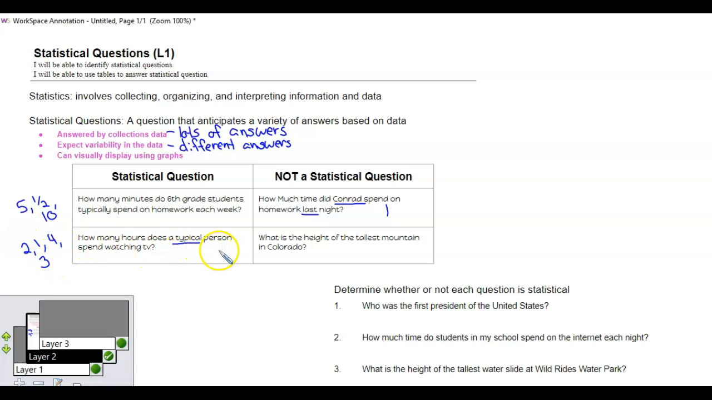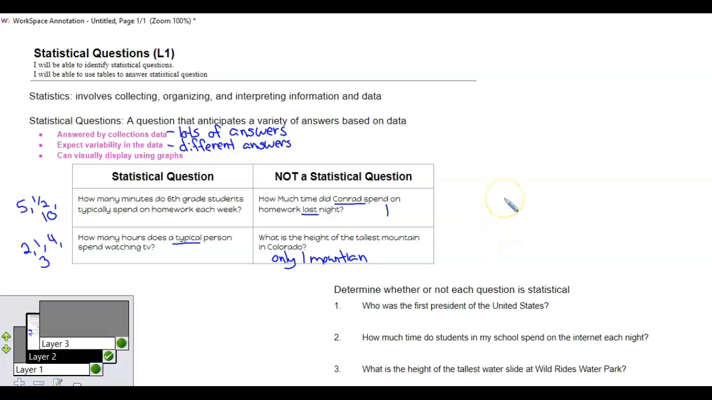What's the height of the tallest mountain in Colorado? It's talking about one mountain. Only one mountain. If I can only talk about one mountain, there's a right and a wrong answer.